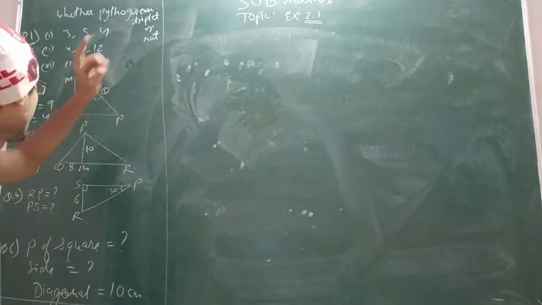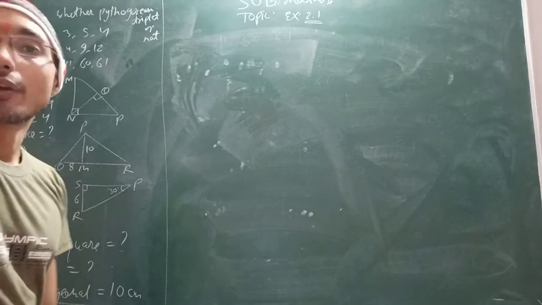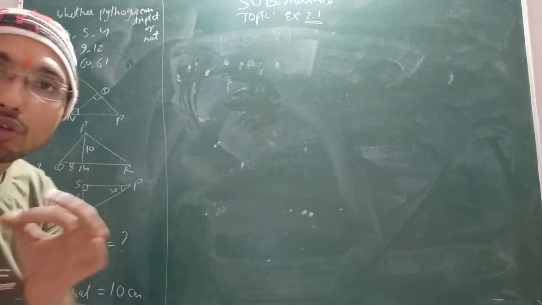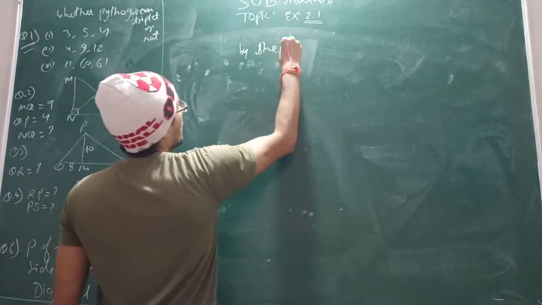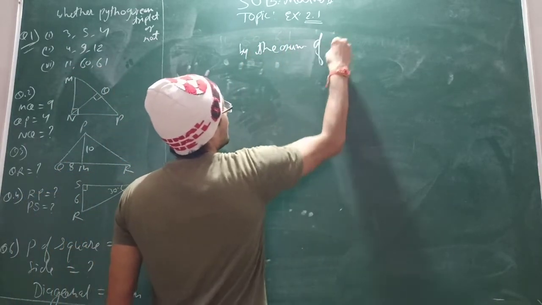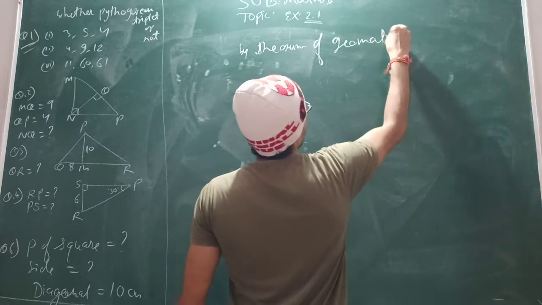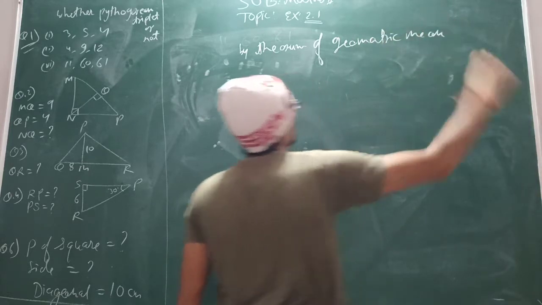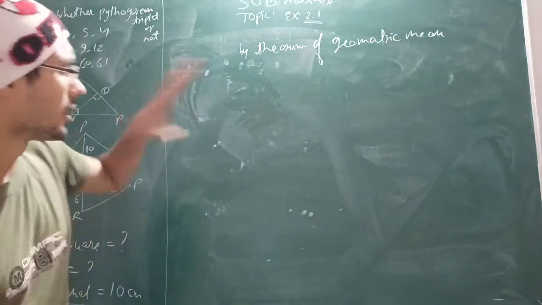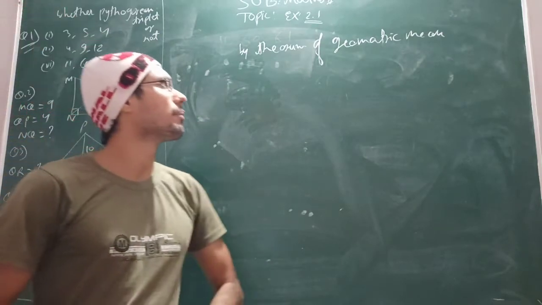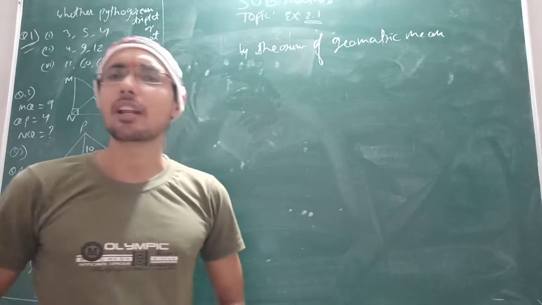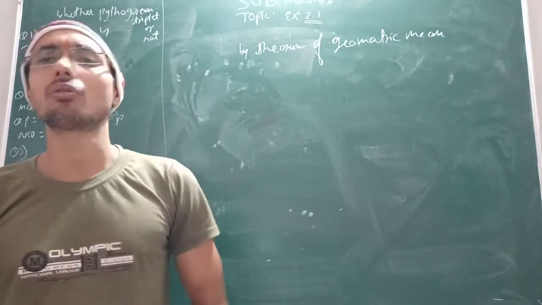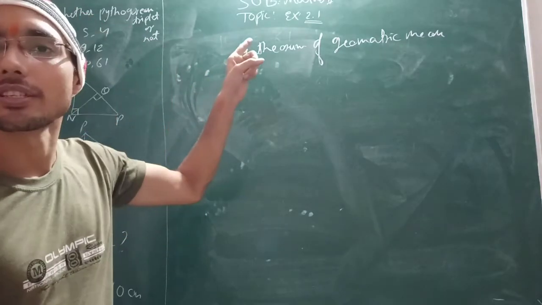Here 90 and here also 90 degrees. If you remember, this is the theorem of geometric mean. So by the theorem of geometric mean, you can easily find out whether you have to write the theorem of geometric mean as the reason or a different one, because it depends on the diagram. If you observe the diagram, you will get to know that this is the reason.